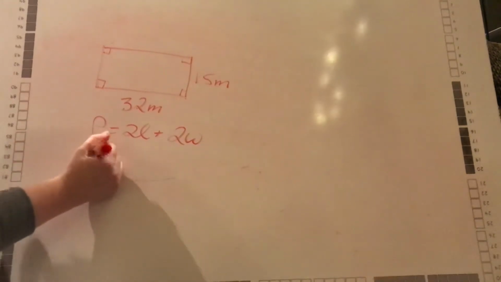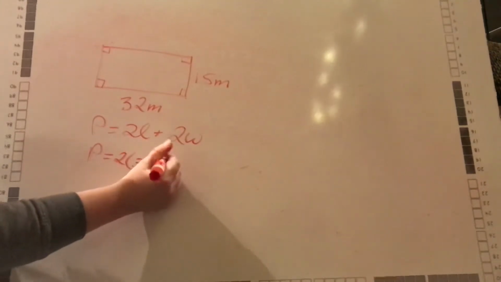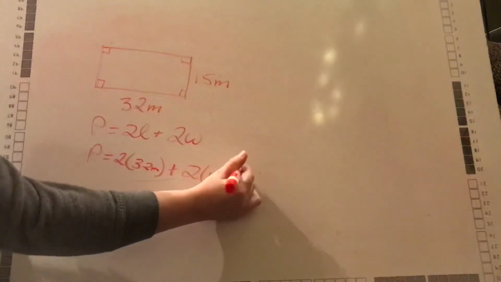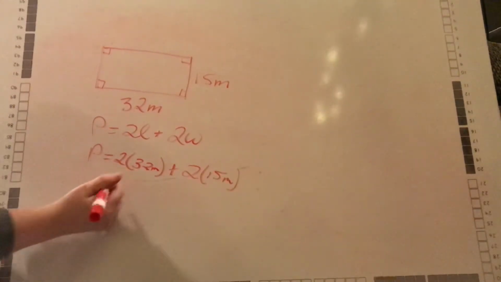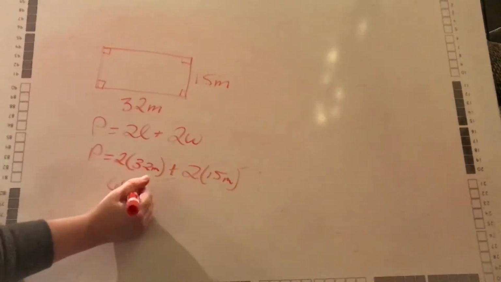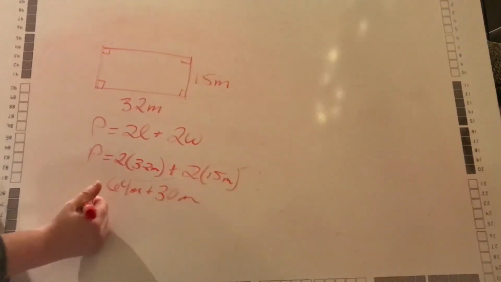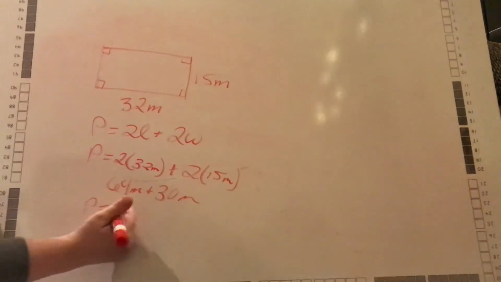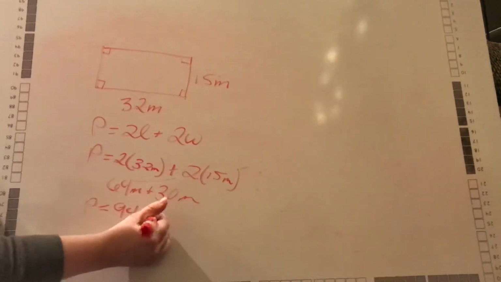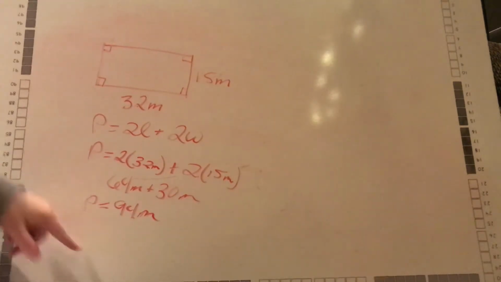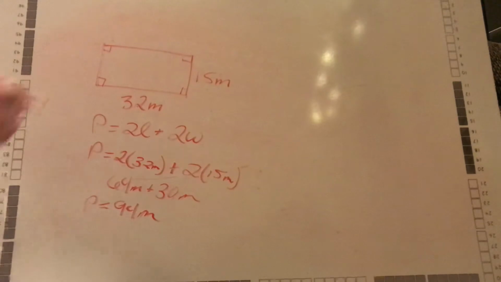So that's going to be the perimeter equals 2 times 32 meters plus 2 times 15 meters. And we know that 2 times 32 is going to be 64 meters, plus 2 times 15 is 30 meters. So our perimeter is going to equal 94 meters. Okay? And again, perimeter is the outside of the polygon.